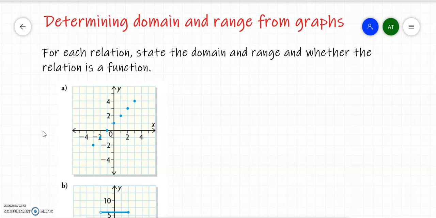So domain are basically the x values in the graph and range are the y values. Let's begin with an example. For each relation, state the domain and range and whether the relation is a function.